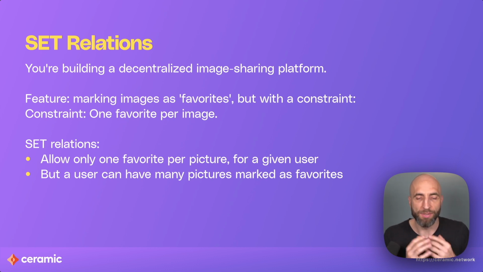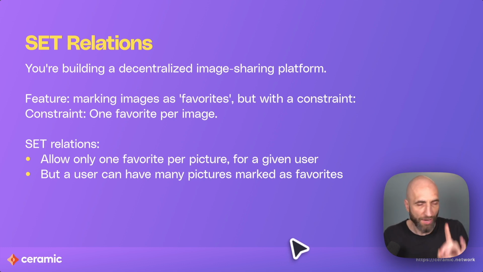So let's say you're building a decentralized image sharing platform. You want users to be able to mark images as favorites, but with one constraint: one favorite per image. You cannot favorite the image more than one time, it doesn't make sense. And that's where set relations come in. They enforce a unique list rule between data models. What it really means is that you can only favorite an image once, but you can favorite multiple images. So you can favorite image A, B, and C, but all of them only once, not more.